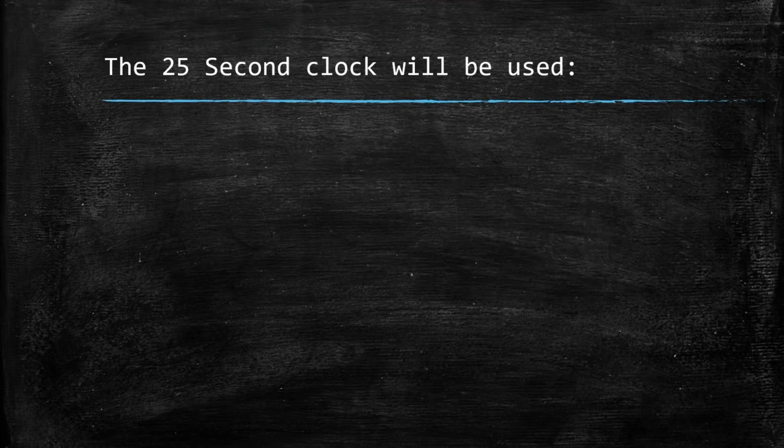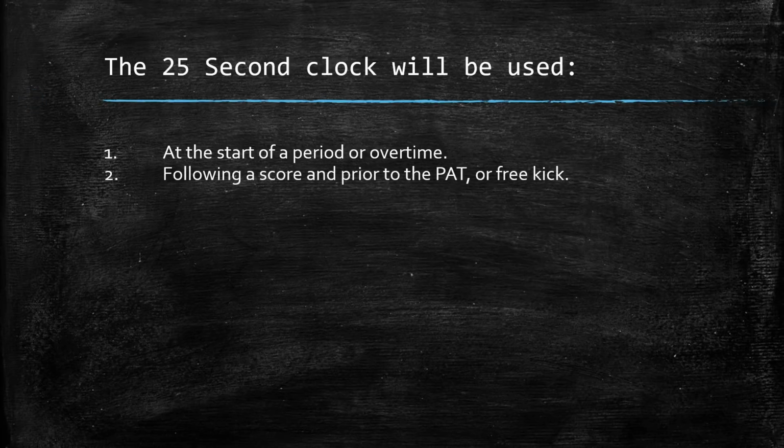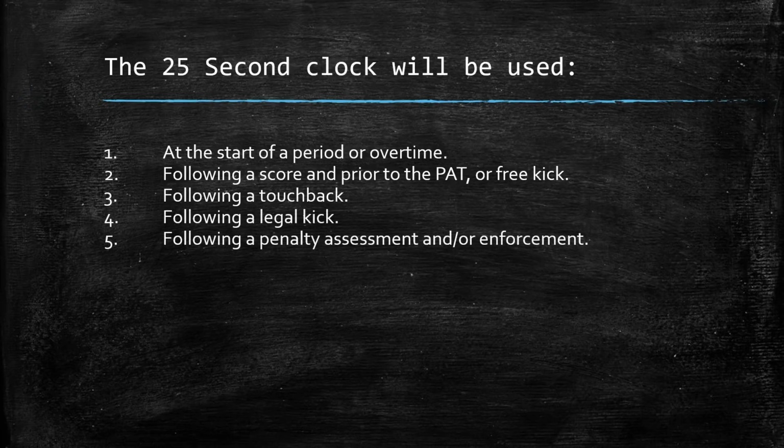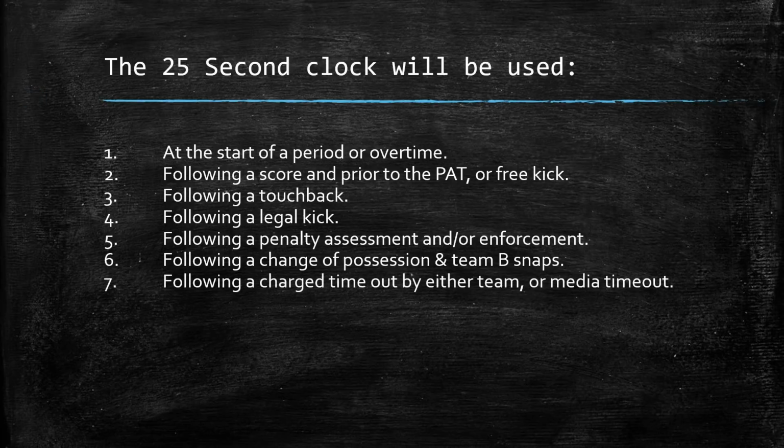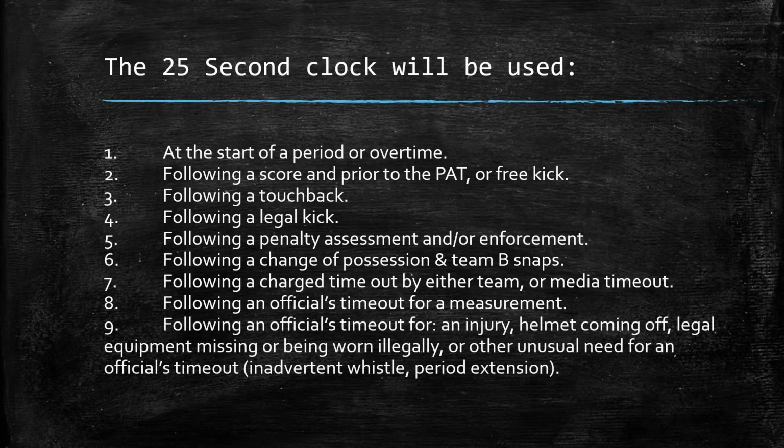The 25-second clock will be used at the start of a period or overtime, following a score and prior to the PAT or free kick, following a touchback, following a legal kick, following a penalty assessment and or enforcement, following a change of possession and Team B snaps, following a charged timeout by either team or a media timeout, following an official's timeout for a measurement, and finally, following an official's timeout for an injury, helmet coming off, legal equipment missing or being worn illegally, or other unusual need for an official's timeout.